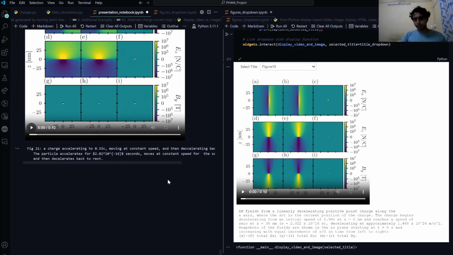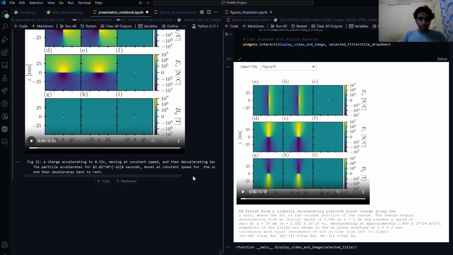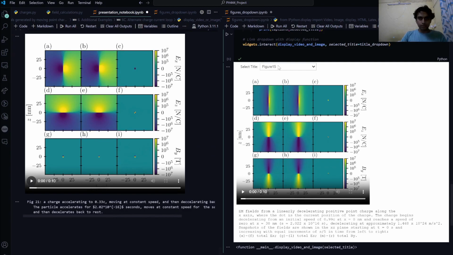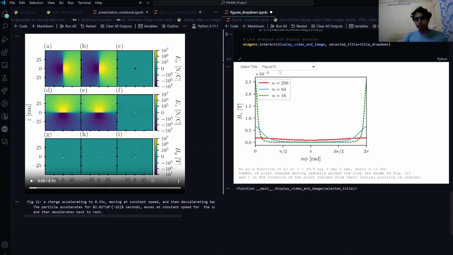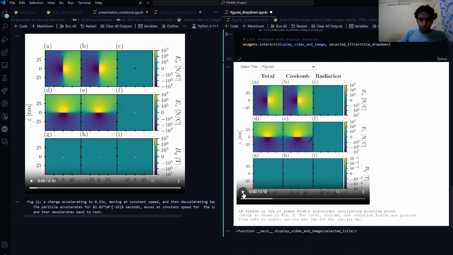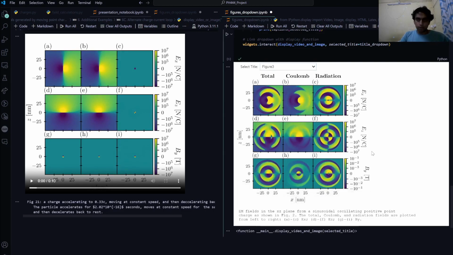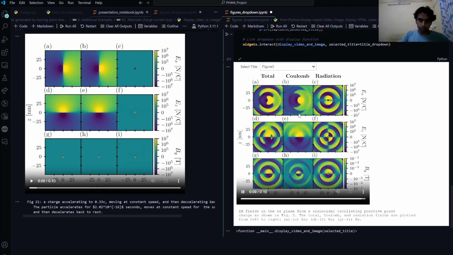In conclusion, we were able to simulate a whole lot of cases, as can be easily picked out from this drop down menu that we've also implemented. However, the one drawback of this entire package is that it does not account for interactions, and so you can't have multi-particle simulations. Yeah, that's all.